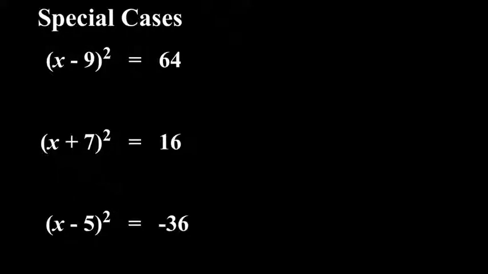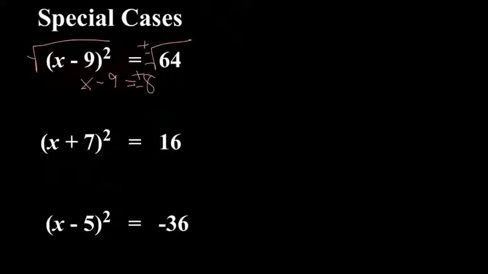Okay, now here are some special cases. You remember when it came to factoring, there were some special cases? Well, this kind of links to those special cases. When you have a binomial squared like this, to solve it you would need to do the square root of both sides. So you're going to do the square root of this, and again, it's plus or minus the square root of 64 here. So this is going to work out to be x minus 9 is equal to plus or minus 8.